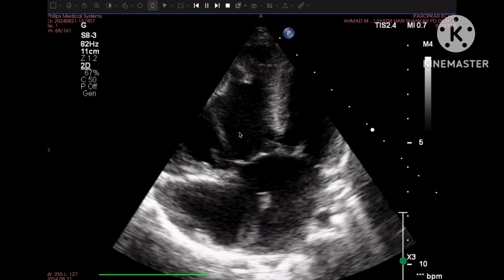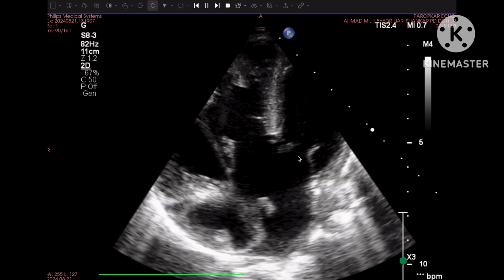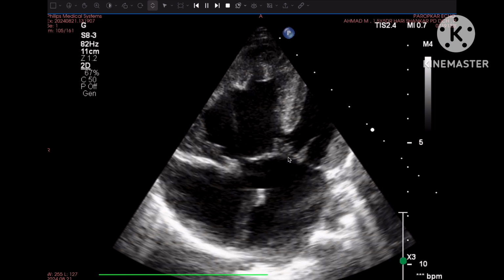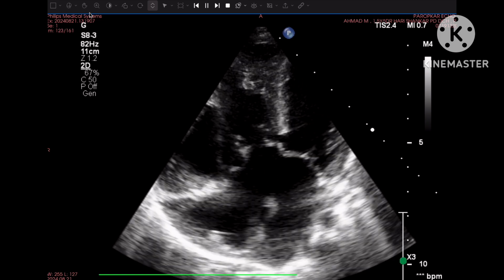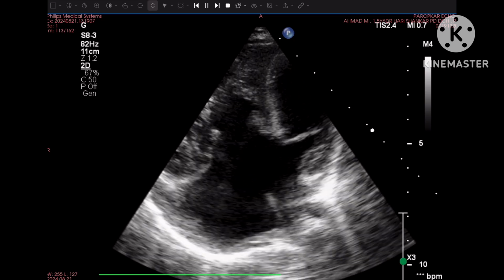Again, the same thing. This is apical 4-chamber view. This is tricuspid side. This is mitral side. The valve is common. You can see this portion is common.